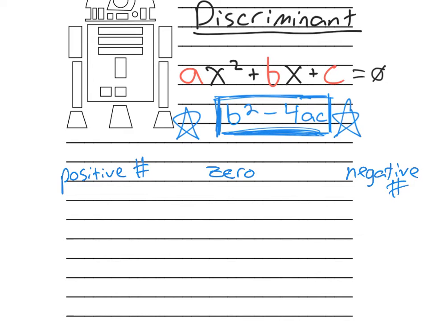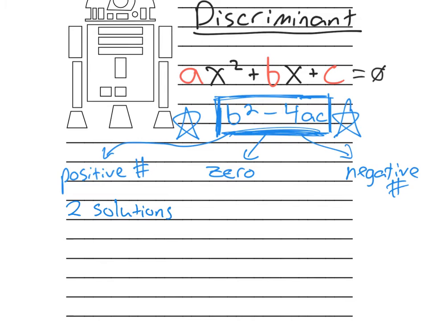Now, how many roots are there of a positive number? 2. The positive, the principal root, and the negative evil twin. So when you get a positive number in this discriminant, because we are going to plug in A, B, and C and see what we get, we know right away we're going to have two solutions. So you evaluate A, B, and C in that discriminant to see how many solutions.